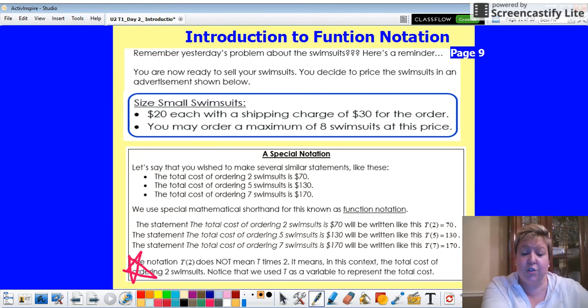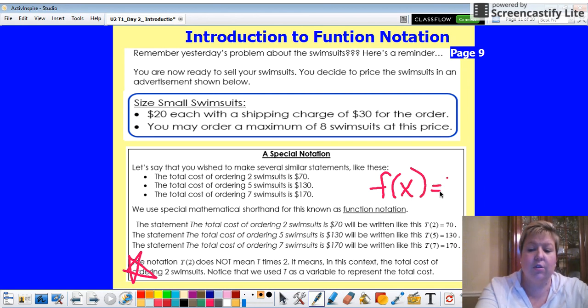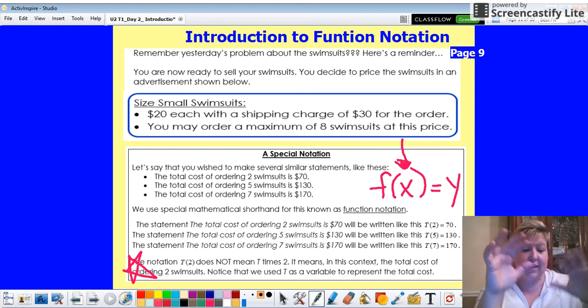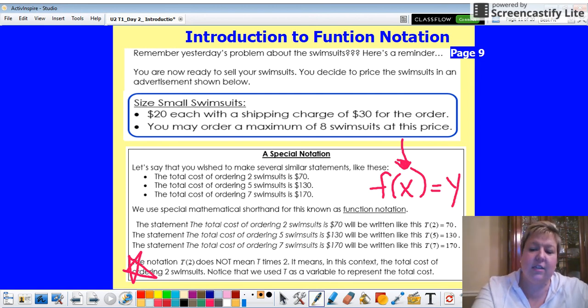The notation T of 2 does not mean T multiplied by 2. This is not a coefficient and a variable that we're talking about. In this context, it represents the total cost of ordering 2. So when you have function notation, the actual way that we show it looks like this: F of X is equal to Y. My X variable, the independent variable, is going to go right next to whatever is outside that function of. And then our dependent variable, or that total cost in this case, would go next to the equal sign.